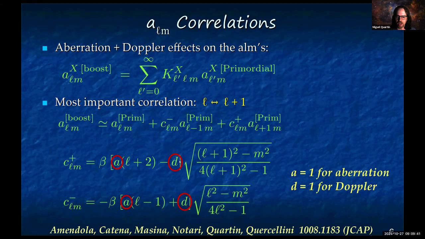In any case, you have these coefficients, the beta, okay, plus some terms here, which are some Gaunt integral terms, you know. And then you have these two effects, okay? So if A equals one, you have aberration, if D equals one, Doppler. In general, if you have a velocity, you have both, okay? But in theory, you can play by just putting one of them if you want.